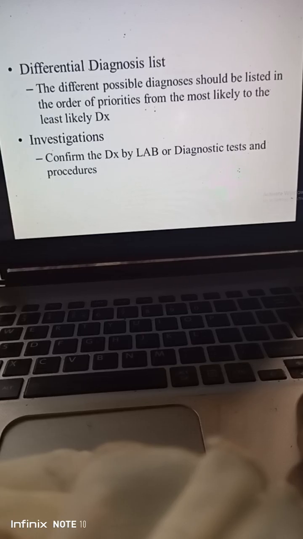The next important step is your differential diagnosis list. You have to list your differential diagnoses in order of priority from the most likely to the least likely. But when you discuss your differential diagnoses, you do it vice versa. You start your discussion from the least likely, then you go to the most likely diagnosis of your case.